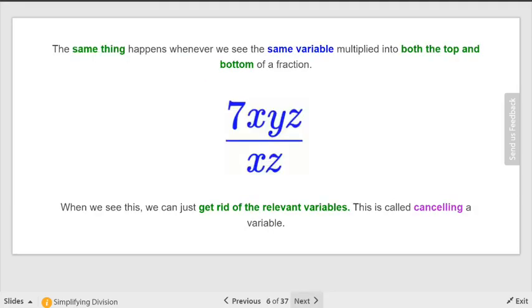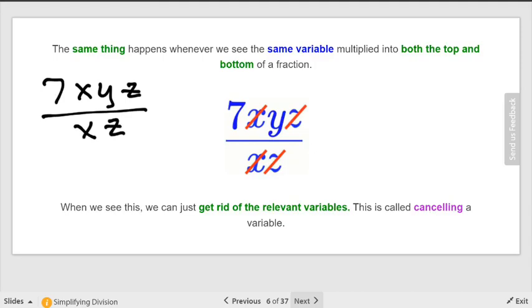Okay, so let's look at this one. All right, ready? So we have 7xyz over xz.